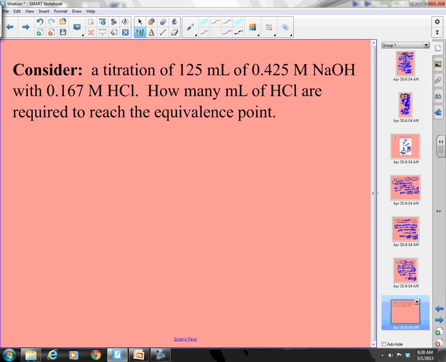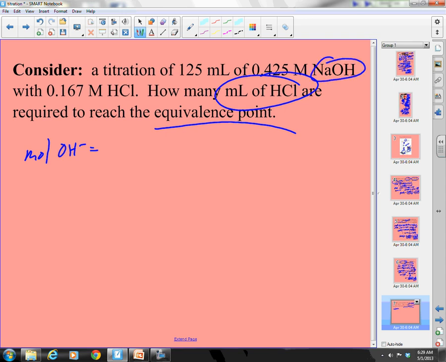You guys do the last one, and we're done with acids and bases. Once again, we want to figure out what volume, how many milliliters of HCl are necessary to reach the equivalence point. So first we want to get moles of hydroxide. Since it's a 1-to-1 ratio, it means I can take 0.125 liters times 0.425 molar, and really this starts off, sorry, with moles of NaOH. I better do this step by step properly, right? Don't want to cut corners.